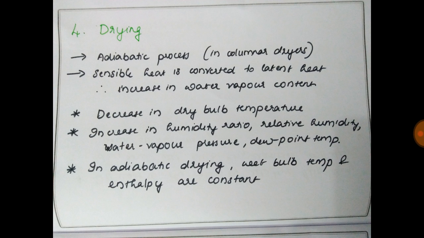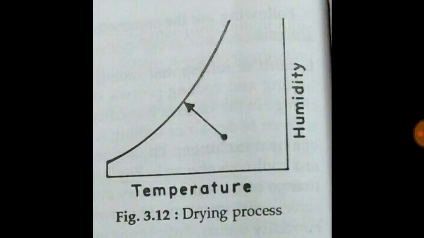During this process, there is a decrease in dry bulb temperature, and an increase in humidity ratio, relative humidity, water vapor pressure, and dew point temperature. The point is that in adiabatic drying, the wet bulb temperature and enthalpy are constant. The representation of the drying process is as shown.